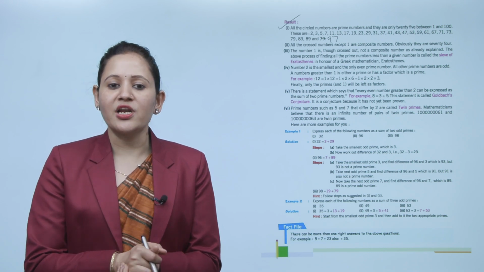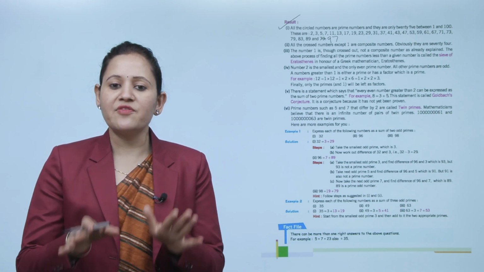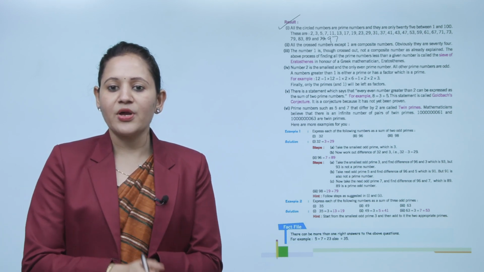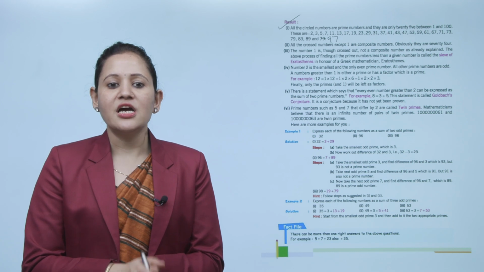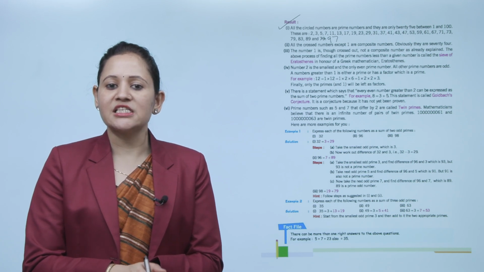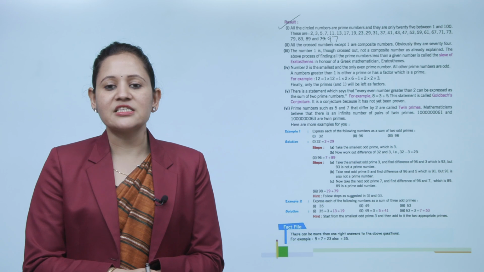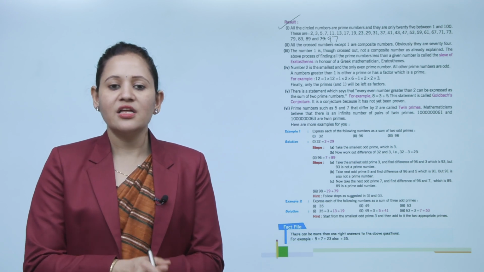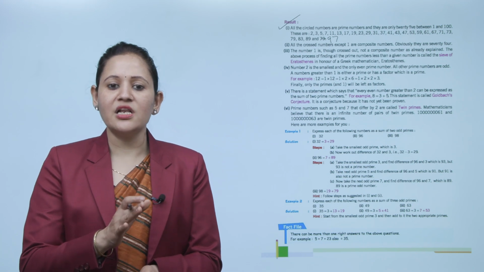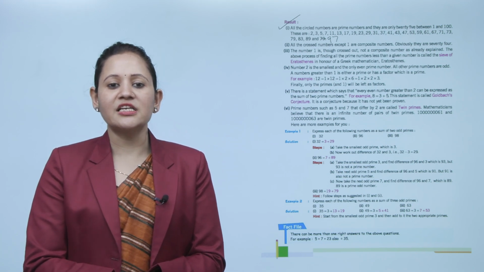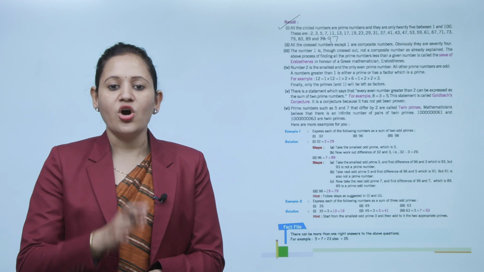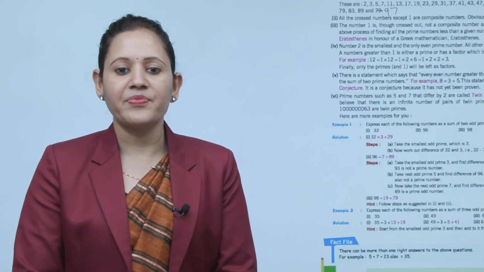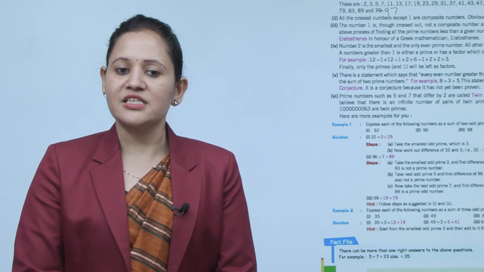Number 2 is the smallest and the only even prime number because all other prime numbers are odd. A number greater than 1 is either a prime or has a factor which is prime. For example, 12 can be written as 1 into 12, or as 1 into 2 into 6, or 1 into 2 into 2 into 3. Finally, only the primes will be left as factors.